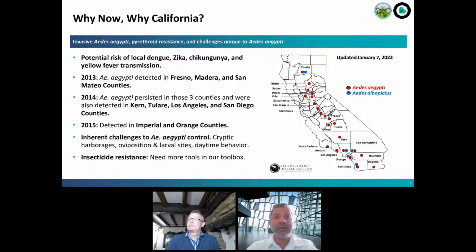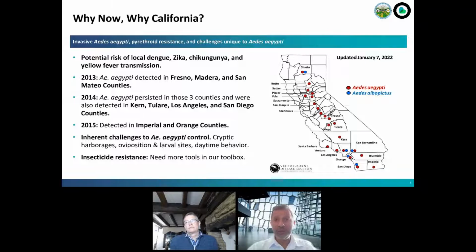Aedes aegypti has been in North America, mostly in the southeastern United States, for centuries. It was introduced into North America, but never really established west of the Mississippi. As of 2013, 2014, we started seeing established local populations of Aedes aegypti in California. In 2013, Aedes aegypti was detected in Fresno and Madera and San Mateo counties. Soon it stayed in those three counties, and it spread to Kern and Tulare, where we are now, Los Angeles and San Diego counties. It was then detected in Imperial and Orange counties, and now Aedes aegypti is found in over 20 counties in California.